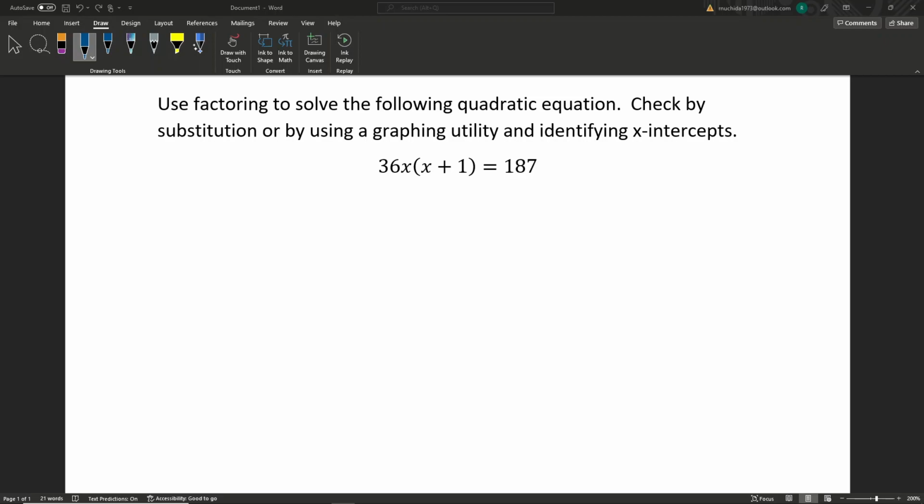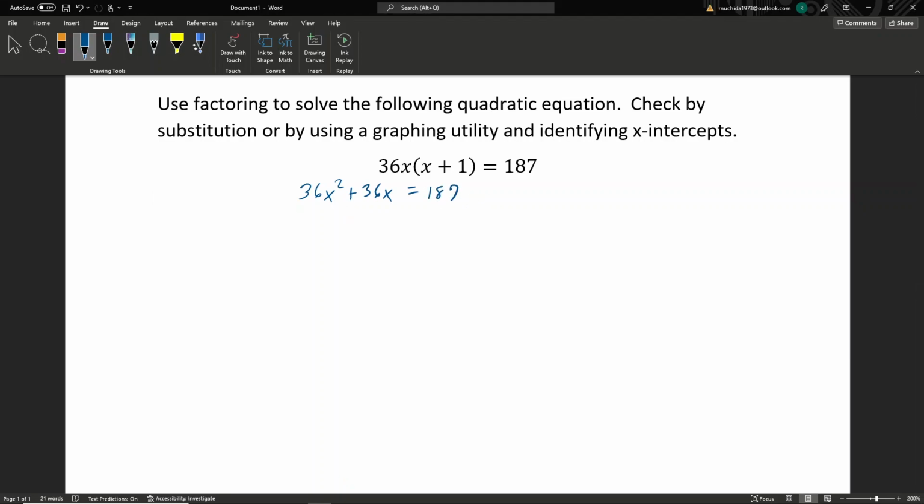So we have the equation 36x times the quantity x plus 1 equals 187. And we want to solve this by factoring. So what we need to do is get 0 on one side, everything else on the other side, have that polynomial on the left-hand side all multiplied out, and then factor it. So first I would distribute this 36x. So we'd have 36x squared plus 36x equals 187.